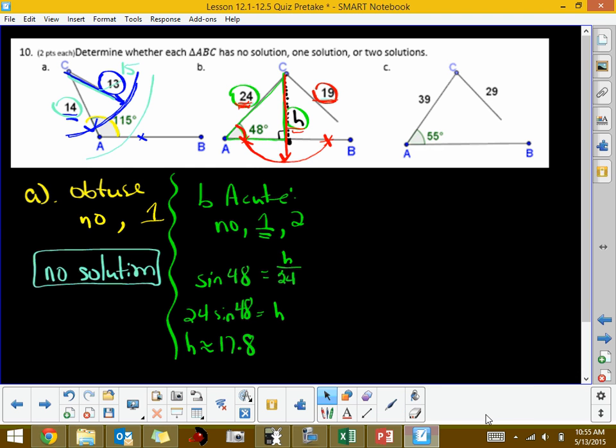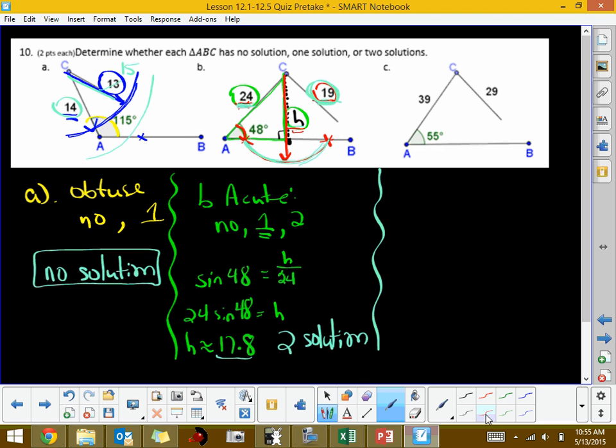So this one really has two solutions because of the relationship between the side opposite the angle, the height, and the other side given. So once again, this side is longer than 17.8, but it's shorter than 24, which means you'll have two solutions. Think about swinging it on a compass, and you'll be able to create two triangles. In the final situation, we're given another acute angle. So let's go back to our acute angle scenario. If it's an acute, we could have no solutions, 1 or 2.